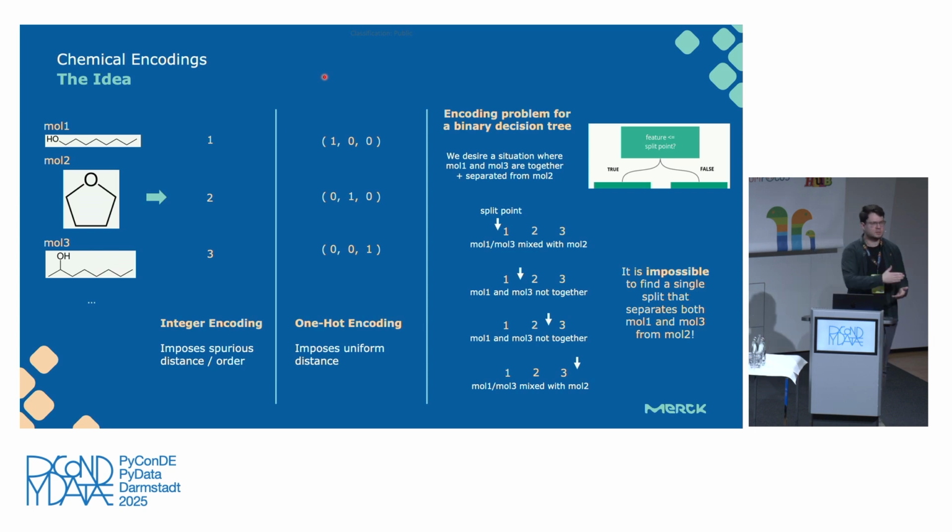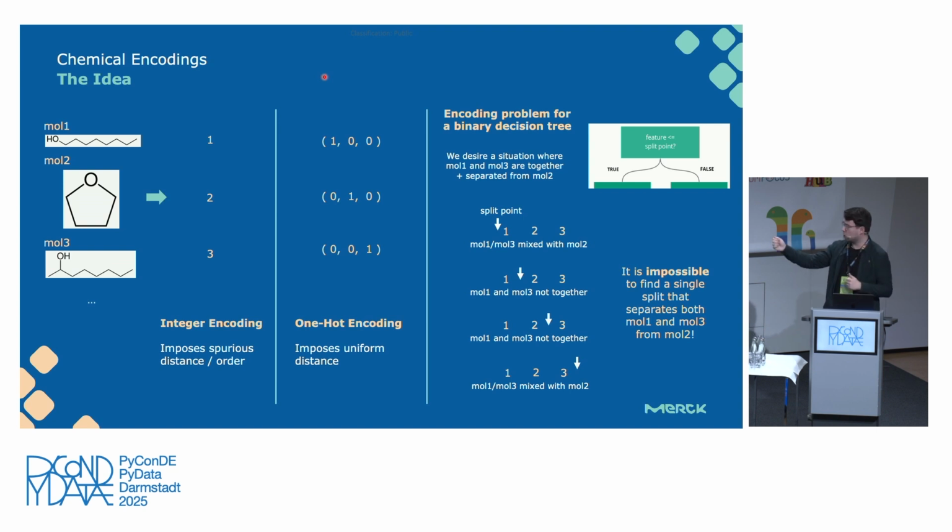Of course, you can do subsequent splits, but that's already, you know, putting stones in the way of the algorithm. You should make life easy for the algorithm. So the better encoding is one that enables the algorithm to find one simple split to separate these dissimilar molecules.